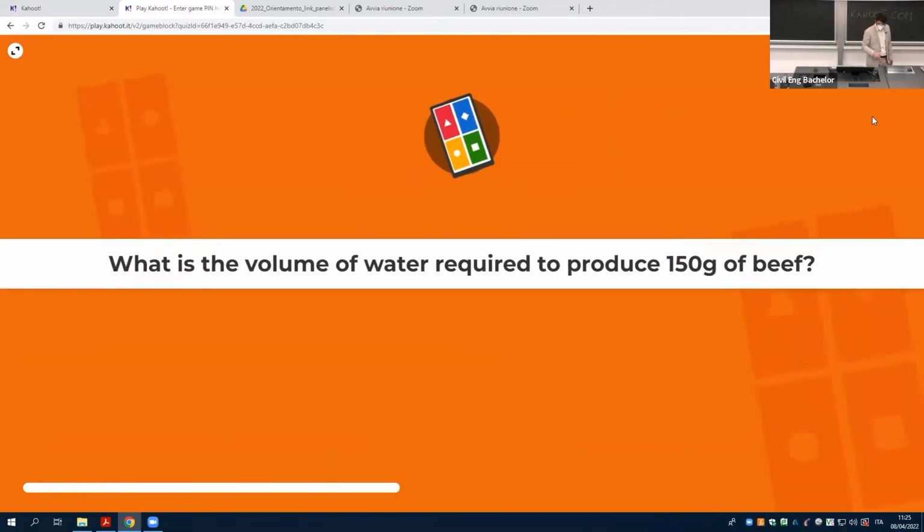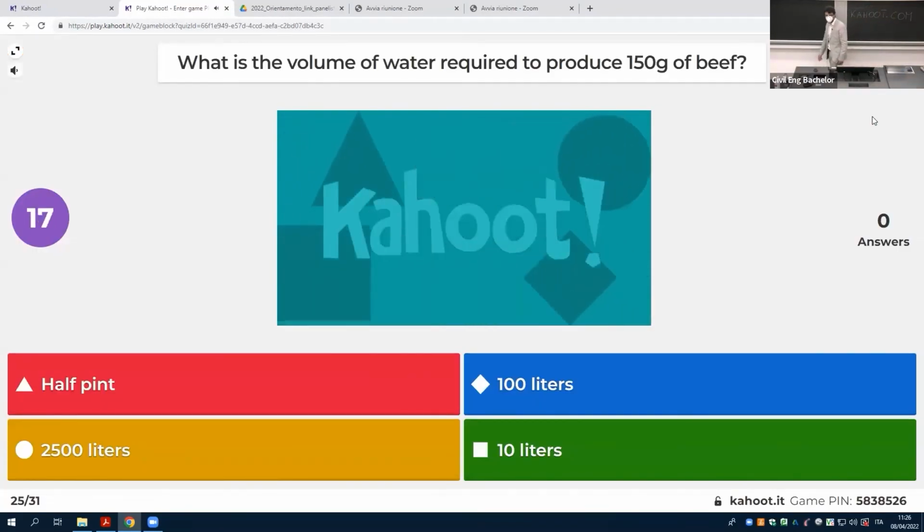My question for you is, what is the volume of water required to produce 150 kilograms of beef? Whatever you find, like a steak, or whatever you find in a beef. Half pint of water, 100 liters, 2,000 liters, 10 liters.